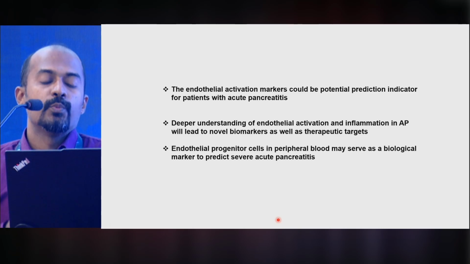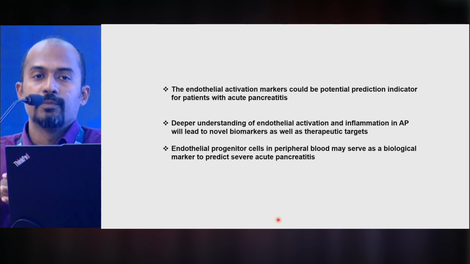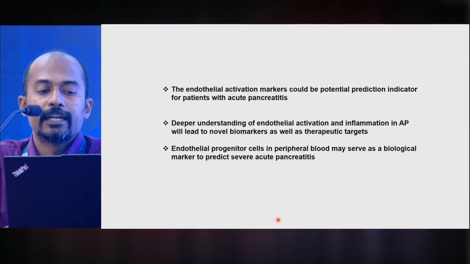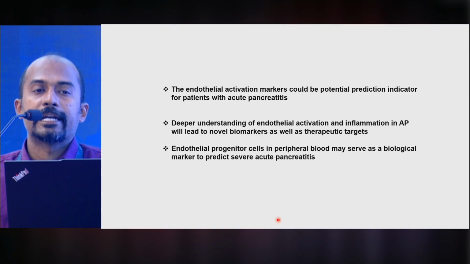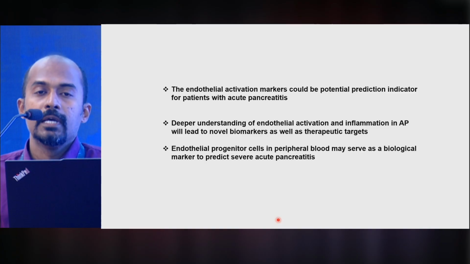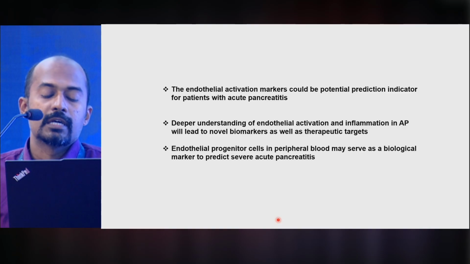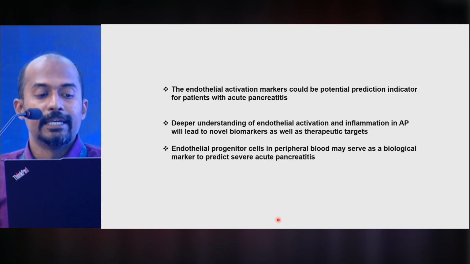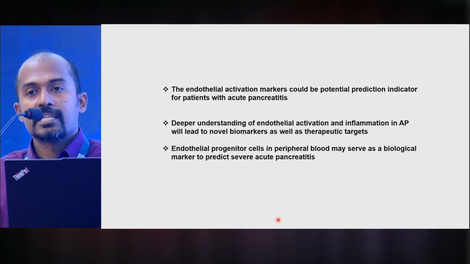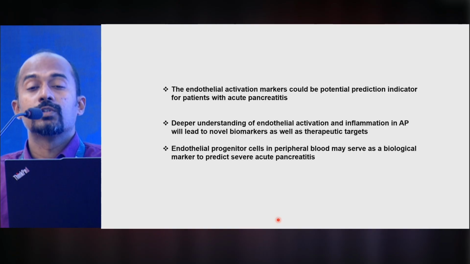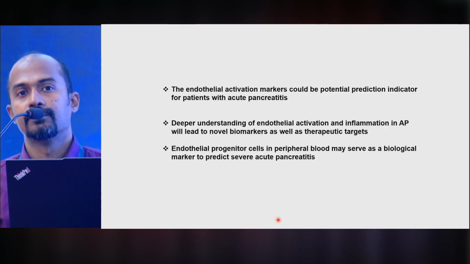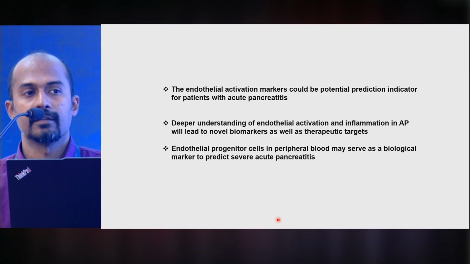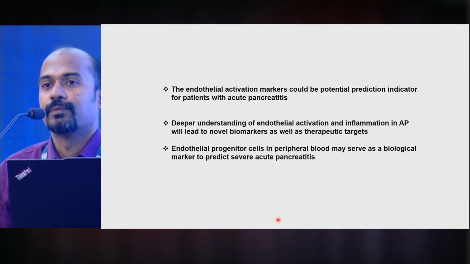So to conclude, we can use the endothelial markers as a potential predictor or indicator for patients with acute pancreatitis. And of course, a deeper understanding of endothelial activation and inflammation in AP will lead to novel biomarkers as well as novel therapeutic agents. And there is also one more aspect, which is circulating endothelial cells or endothelial progenitor cells, which could also be used as markers for conditions like acute pancreatitis. With this, I'll stop. Thank you.